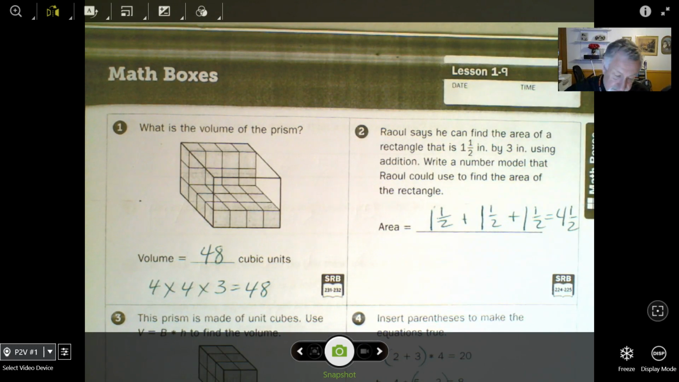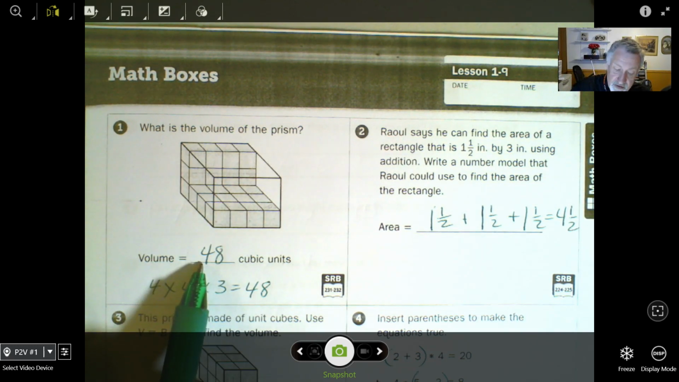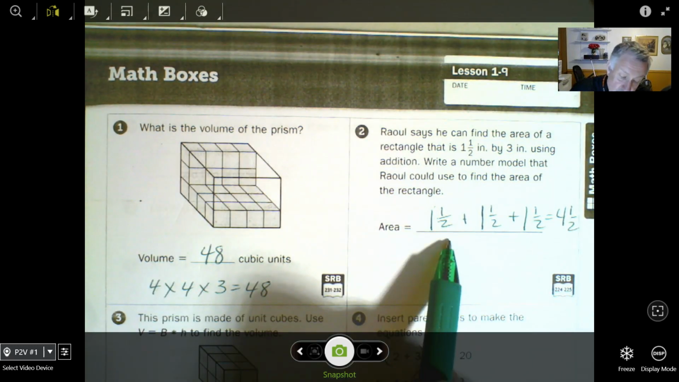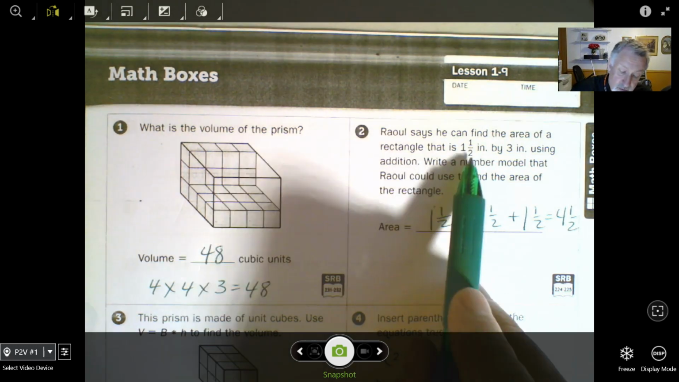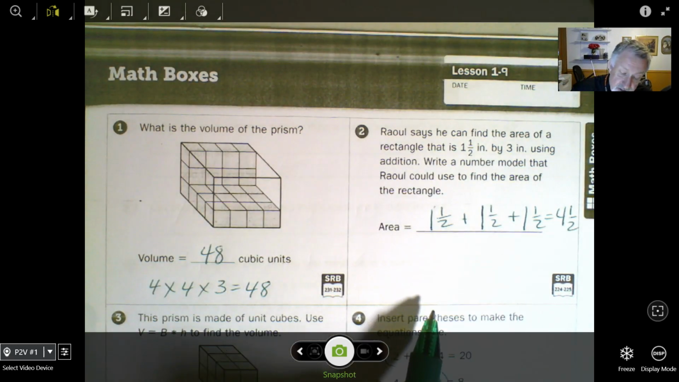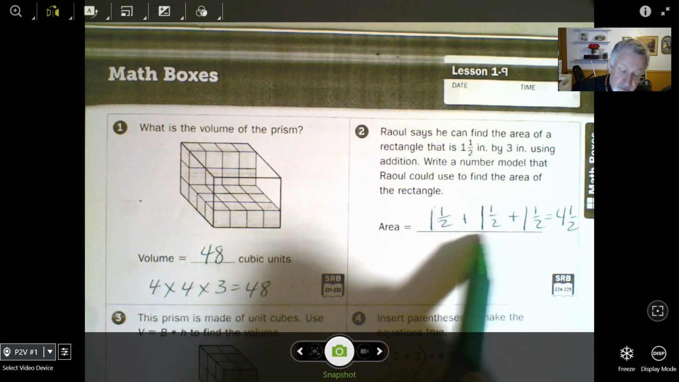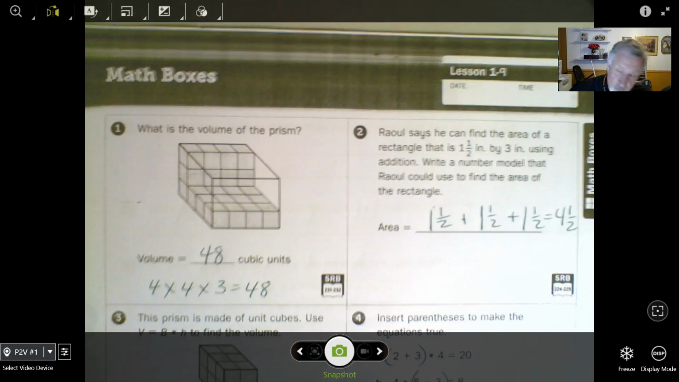Page 27. What is the volume of the prism? 4 by 4 by 3, 48 cubic units. Number 2. Raul says he can find the area of a rectangle that is 1.5 by 3 using addition. Write a number model that Raul could use to find the area of the rectangle. Well, normally it would be 1.5 times 3, but we're not doing multiplication. He said he could use addition, so it's just 1.5 plus 1.5 plus 1.5 equals 4.5.